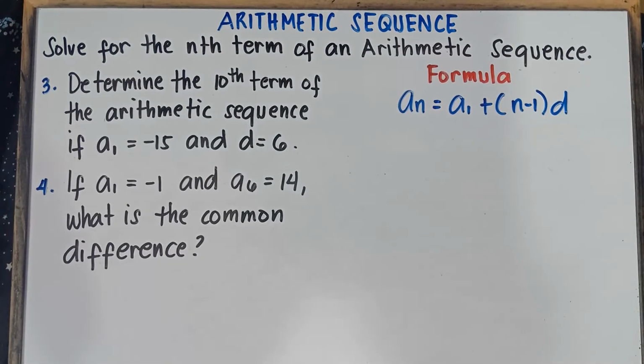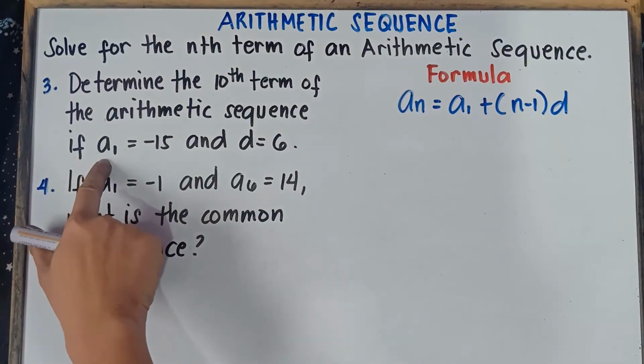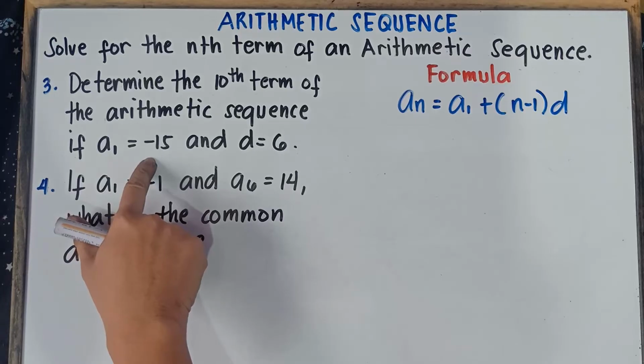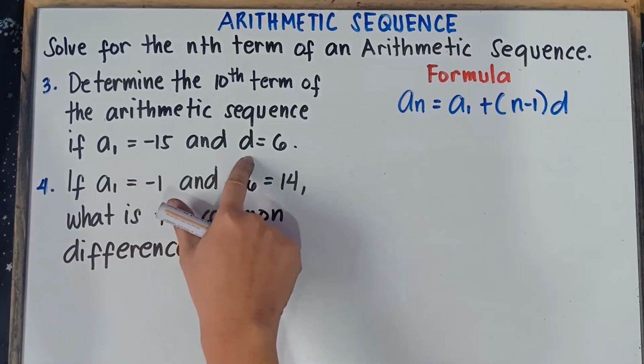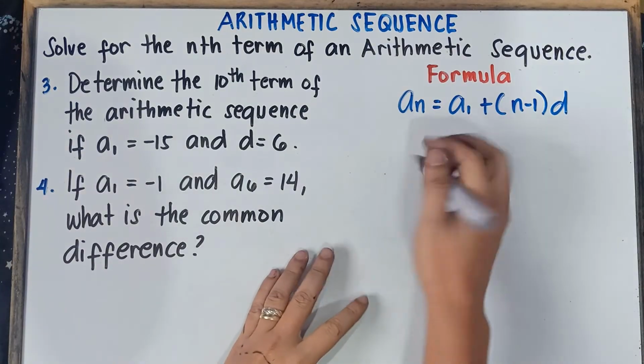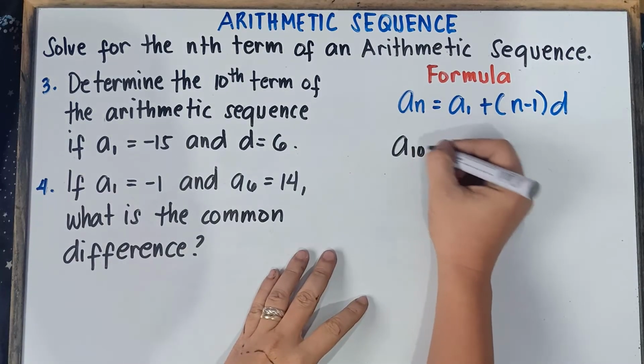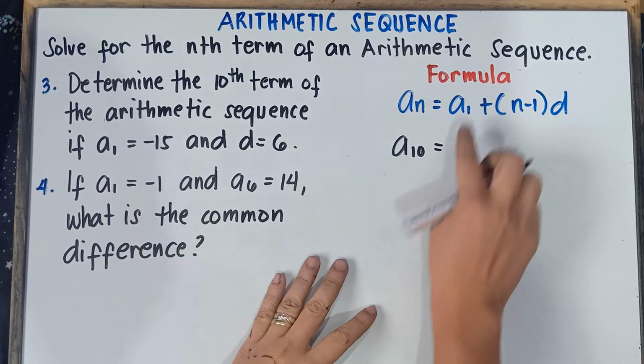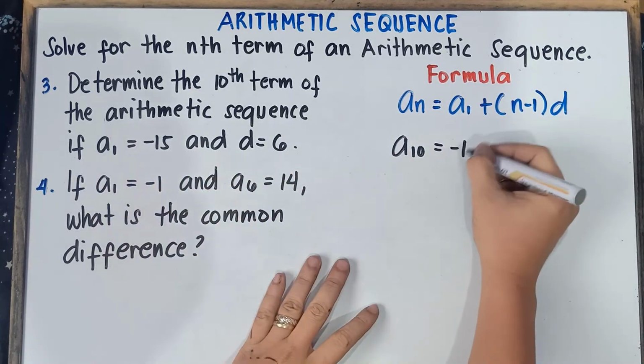So determine the 10th term of the arithmetic sequence, given first term, or a sub 1, that would be negative 15, and d, or the common difference, that would be equal to 6. So therefore, we're looking for the 10th term. So this will be a sub 10. Our first term is negative 15.